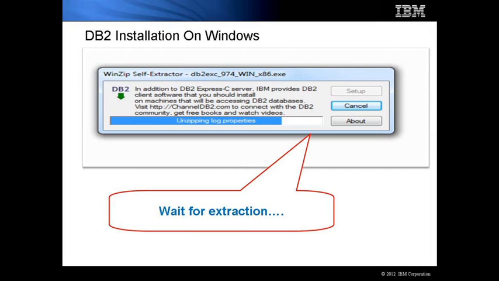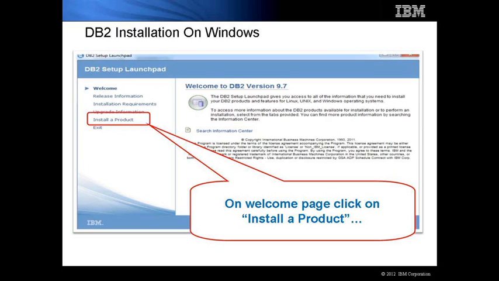Now, once all the files are extracted, we have this window available, DB2 Setup Launchpad. Welcome to DB2 version 9.7. Now, there are a few options available. We need to select here, install a product. Don't bother about the remaining ones, directly select install a product to install DB2 on Windows.